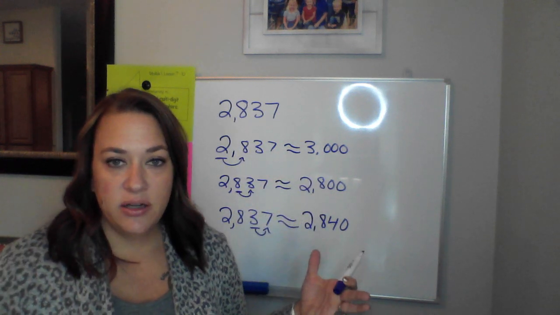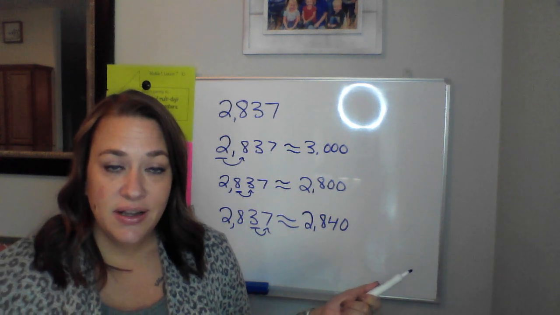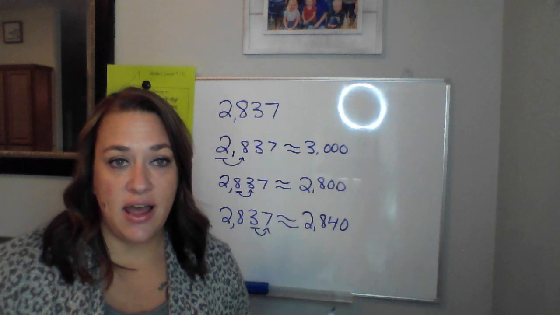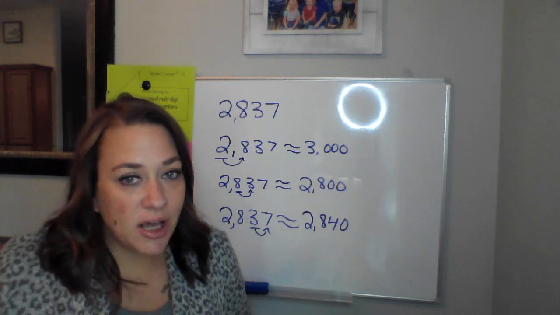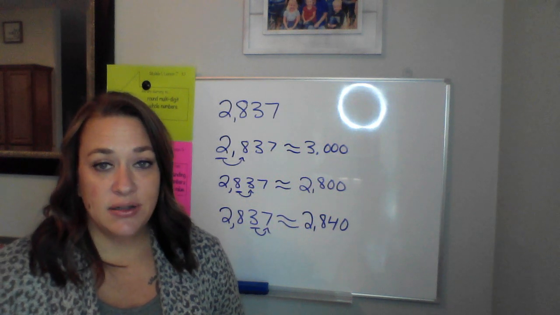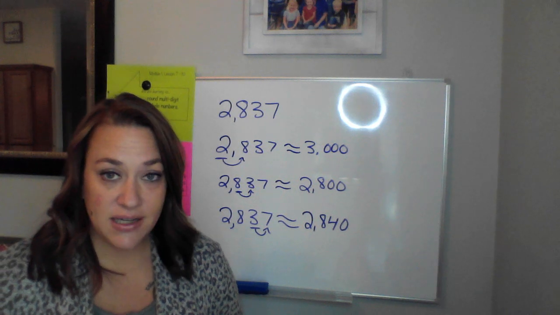Well, if I had 55 people coming to a party, I wouldn't want 50 extra of something or not enough. I would want just the right amount with maybe a couple extra would be the most reasonable way to do your rounding. Okay? All right.